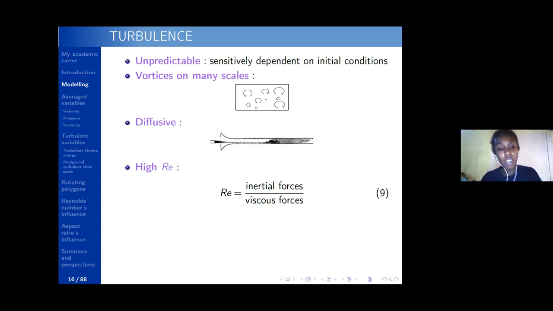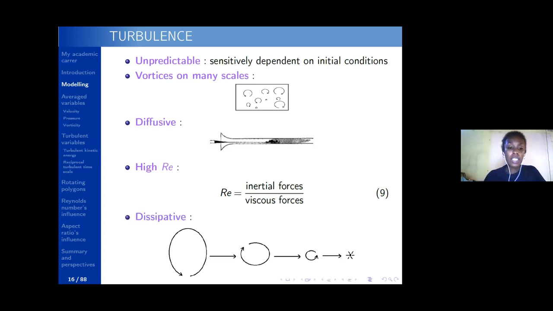Another characteristic of a turbulent flow is that it is characterized by a high Reynolds number. The Reynolds number is the ratio between inertial and viscous forces. Inertial forces tend to make the flow more turbulent, and viscous forces dissipate energy so that it makes it less turbulent. And the last characteristic of turbulence is that it is dissipative. The energy contained in the biggest eddies is dissipated into smaller and smaller eddies till it is dissipated as heat.